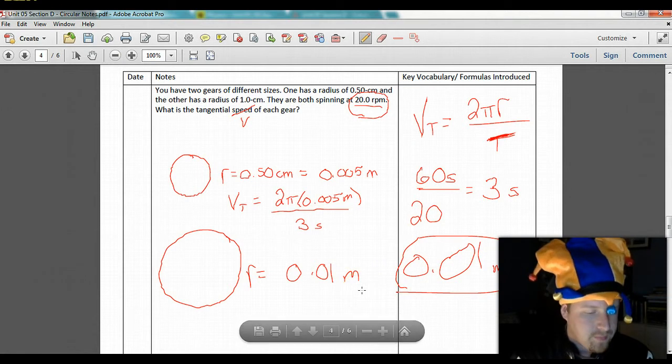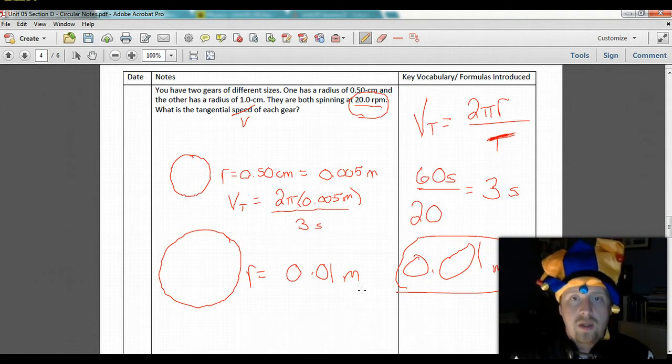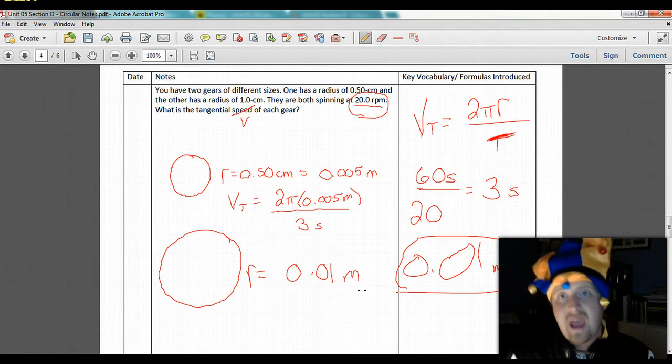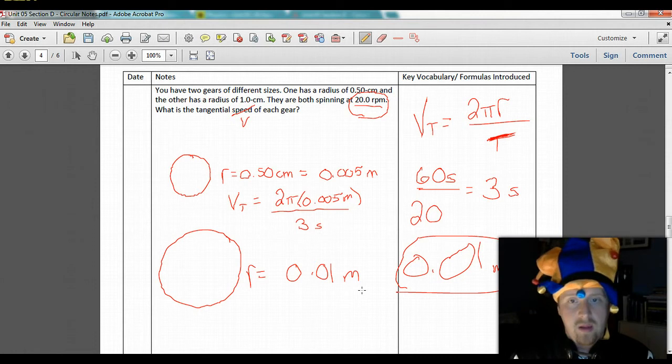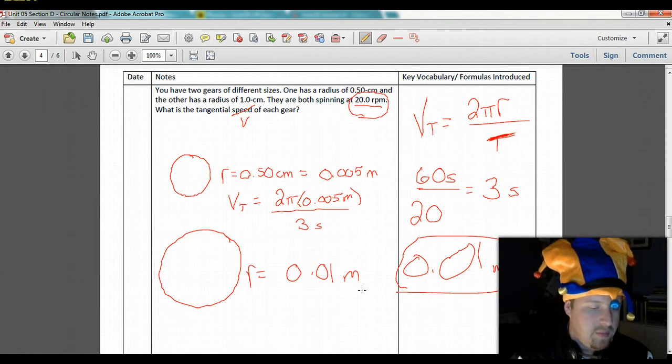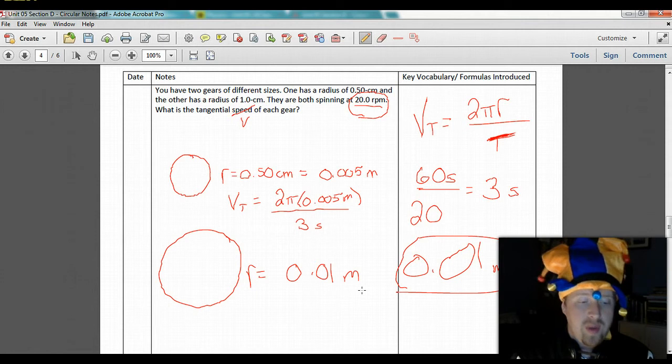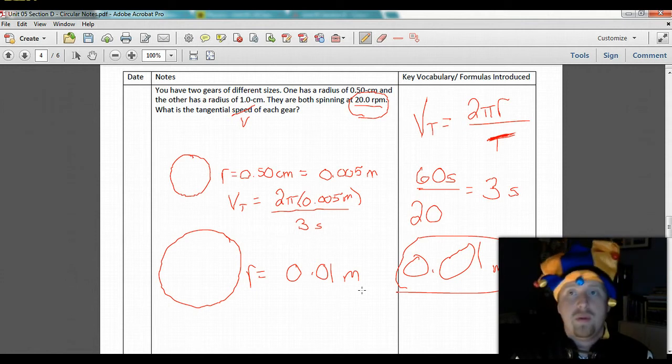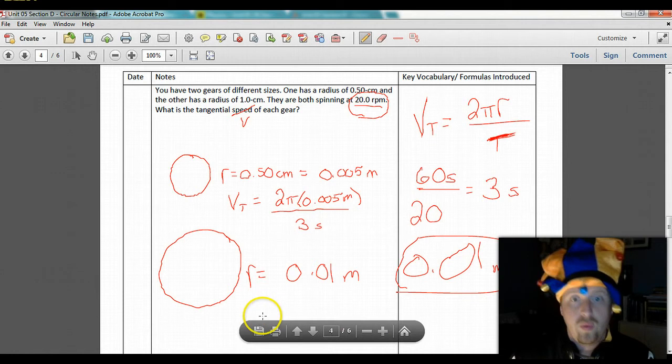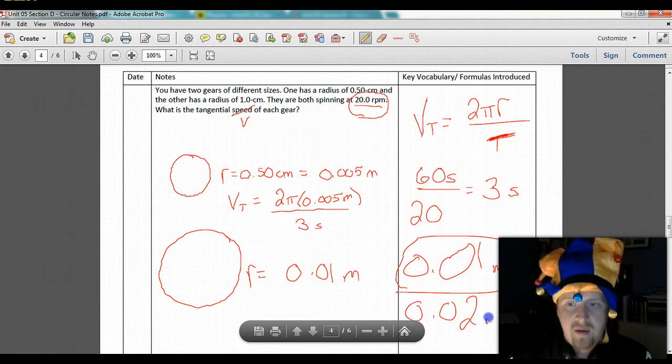Now for the larger one, you could do 2 things. You could multiply the smaller one by 2 because it has a radius that is half that, or you can just multiply it all out. This one's going to be very similar except a different radius. So 2 divided by 3 times 3.14 times 0.01, and voila, you get 0.02 0.093333. So the larger circle has a velocity of this.